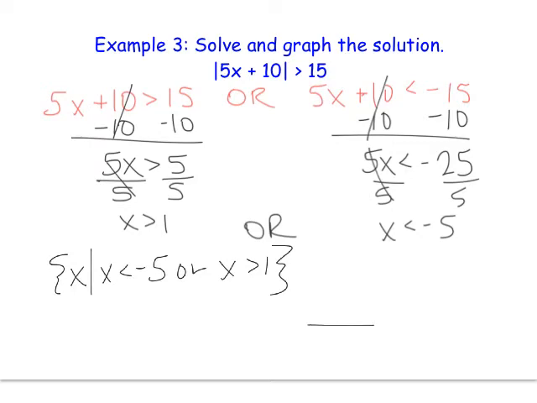On a number line, we know that "or" just means the union of the two answers. So if this is 0, here would be -5, and here would be 1.